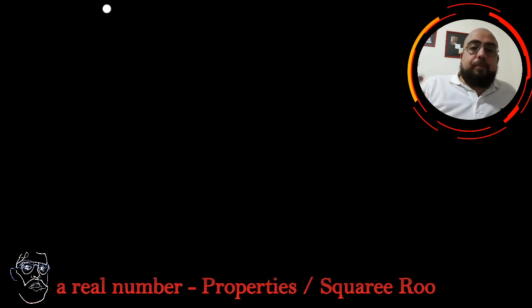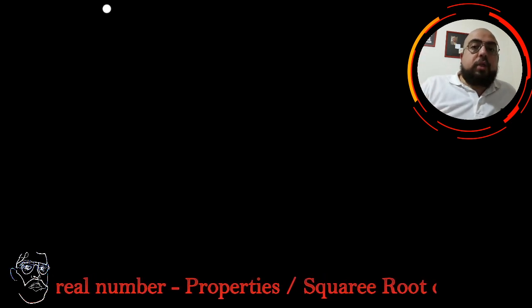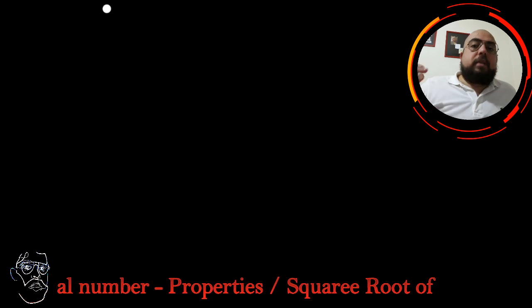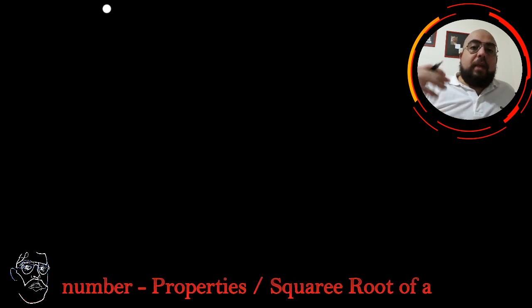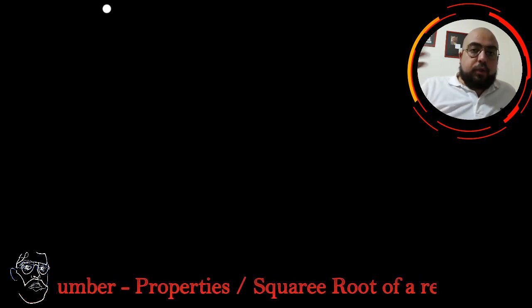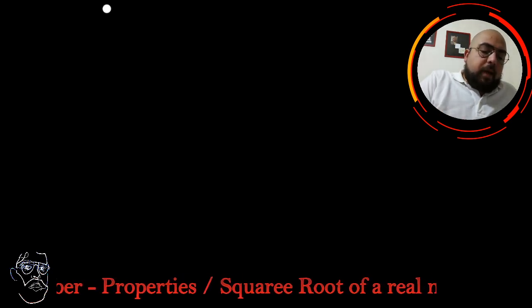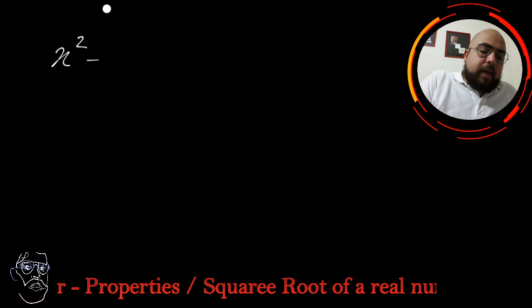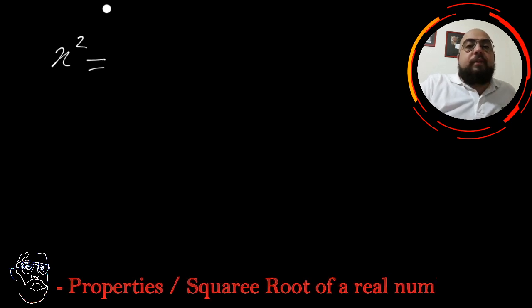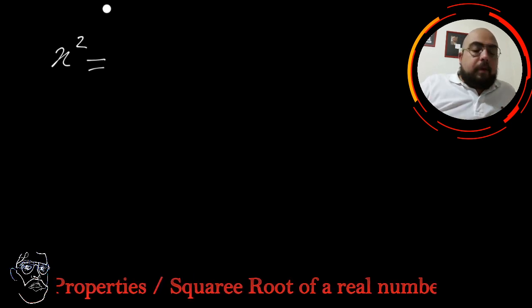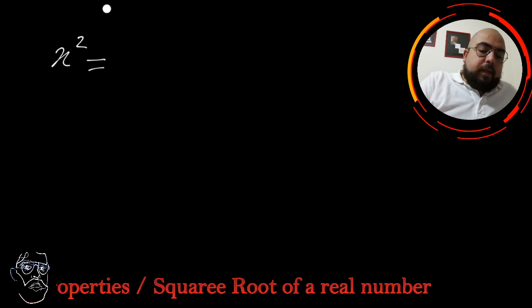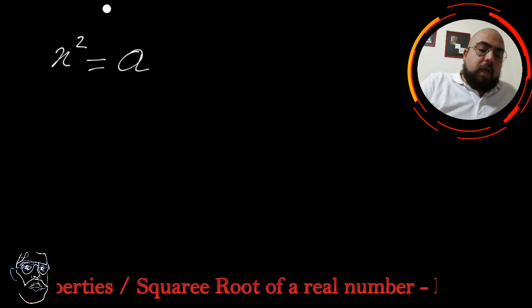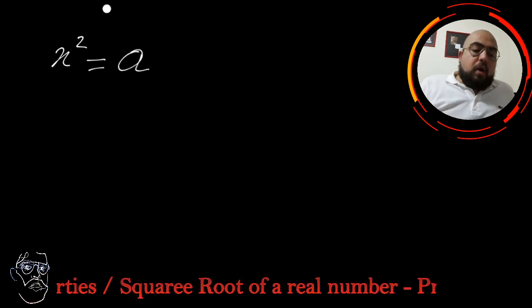First, we have to take into consideration the power of real numbers, and especially in this case, the degree, which is 2, the power, which is 2. So let's say we have a certain variable x to the power of 2, and it gives me a result, and I'm going to call this result a.